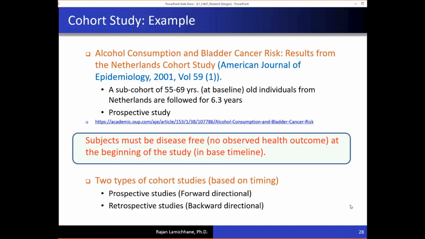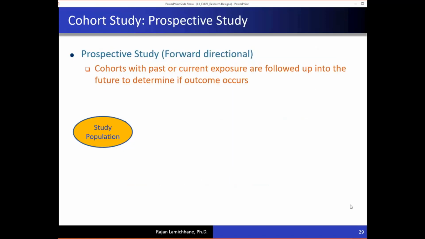There are two types of cohort studies: prospective studies, which are also called forward directional, and retrospective studies, or backward directional studies. So let me go over the prospective study. In a prospective study, it's a temporal framework. It means we first have the exposure, then we follow those exposure statuses for a certain time, then we see the disease status. The cohort with past or current exposures is followed into the future to determine if the outcome occurs. We are looking forward into the future.